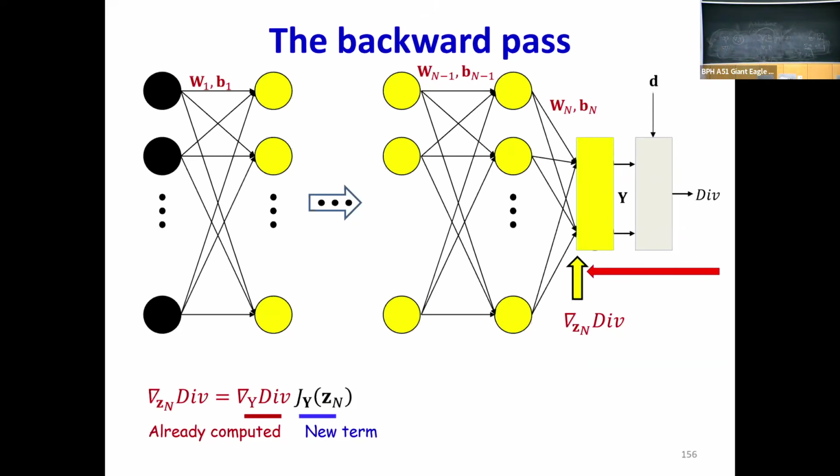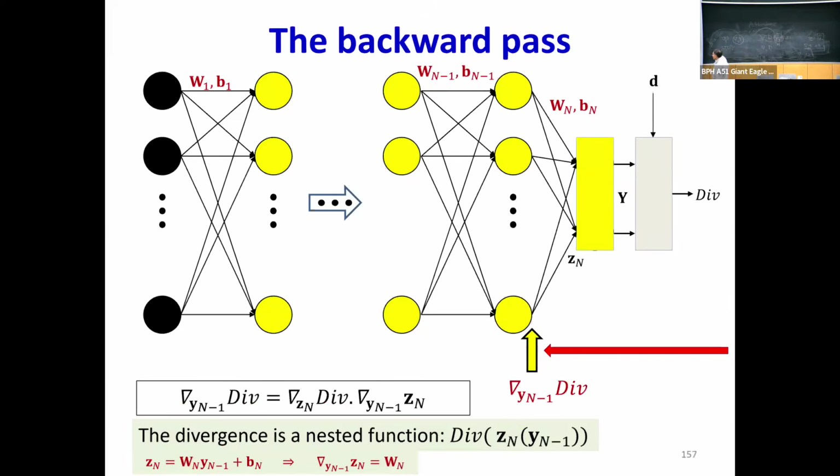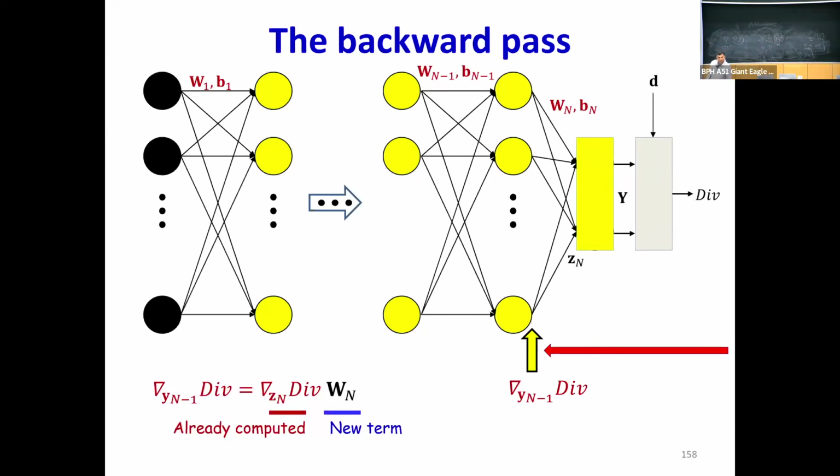Anyone? What do you mean previous? The y of the previous layer. That you right multiply the weight matrix. Right multiply with the derivative of z with respect to y. Correct? So this is going to be times the derivative of z with respect to y, and this is your weight matrix. Everybody with me? And so I can compute the derivative of z with respect to y, which is just the weight matrix.